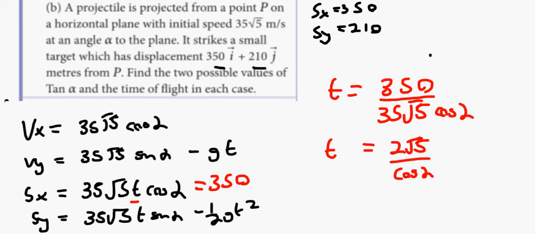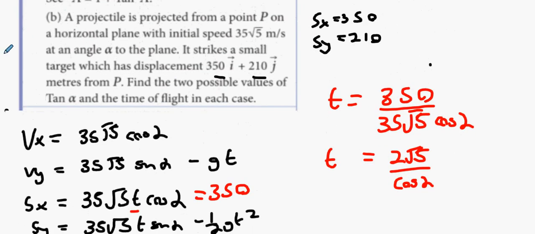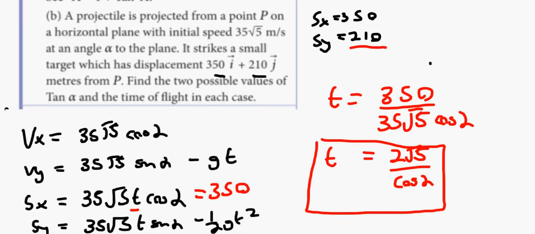Now, the next thing we're going to do here is put this value into Sy. Why are we going to put it into Sy? Because we know that Sy equals 210 at this time here. This time causes the Sy equation to equal 210. We're going to plug it in.